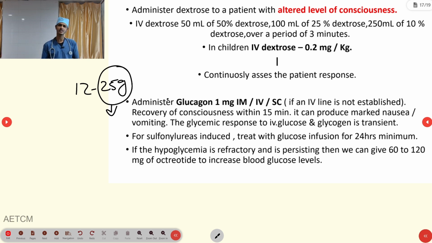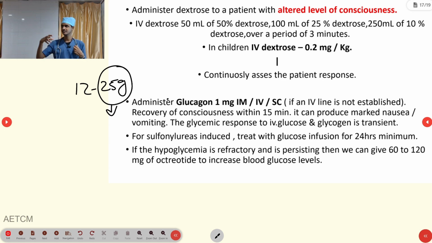So you can take it and inject intramuscularly, or we can go intravenous or subcutaneous route also. We can see recovery of consciousness within 15 minutes, so the symptoms will resolve within 15 minutes. This is the way you have to treat. If it is because of hyperinsulinism, meaning reactive hypoglycemia, you have to target glucose infusion for a minimum of 24 hours or the minimum duration of drug action.